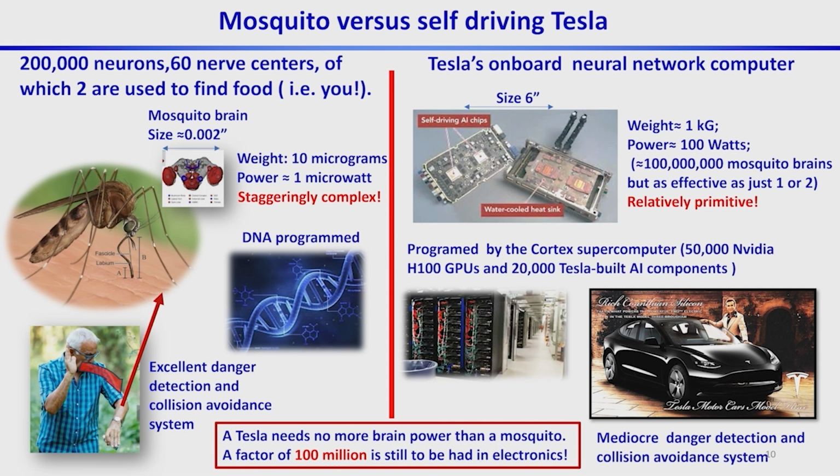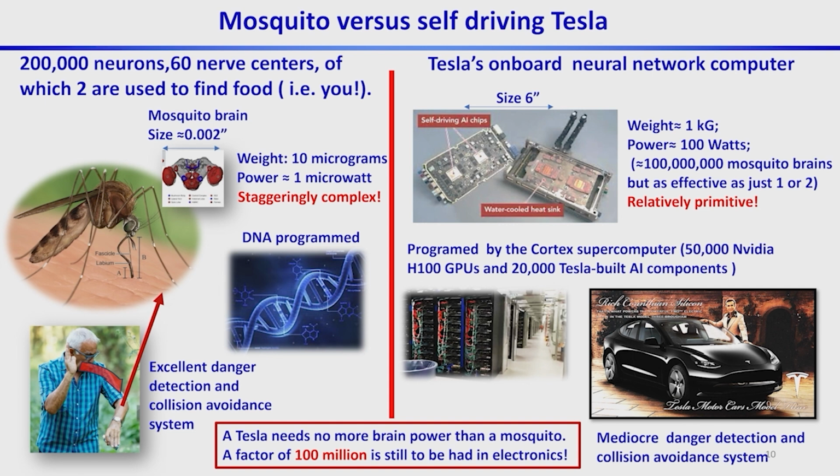So in nature, we have another thing that does it very well, and that's mosquitoes. If you ever walk around, you will notice that a mosquito does this very well. It detects that a collision might happen. Here's this guy, and he's going to swat the mosquito. It sees it, and then it takes off just in time and does everything just right. And it does that with 200,000 neurons and 60 nerve centers, and 2 are actually used to find you, which is its food. So it does a lot.